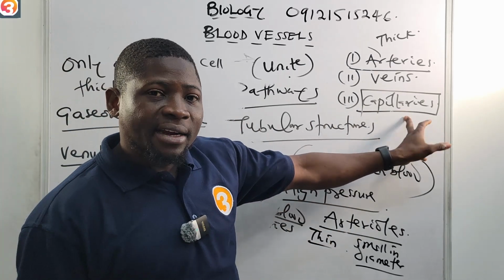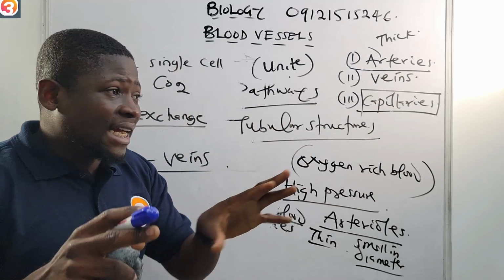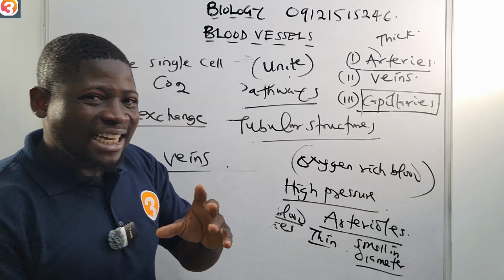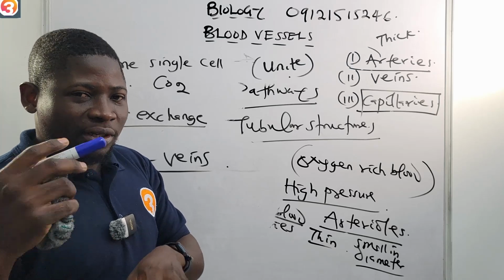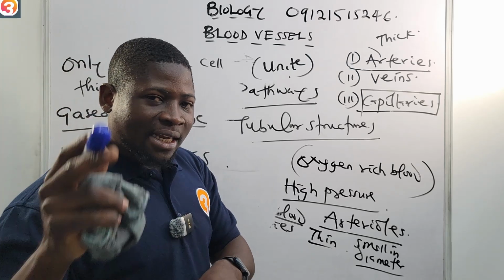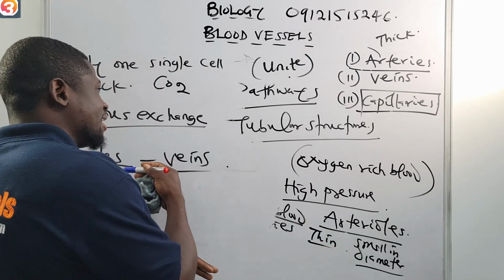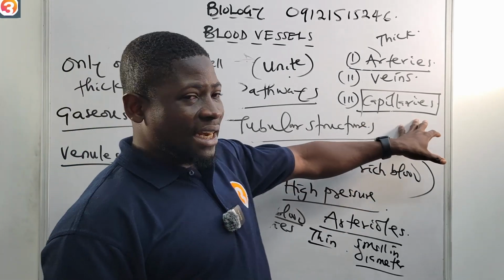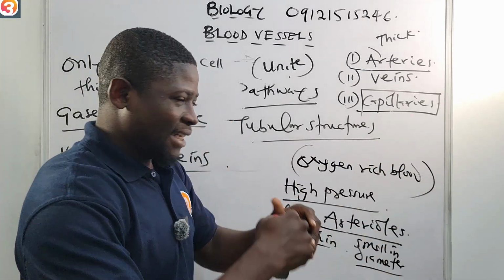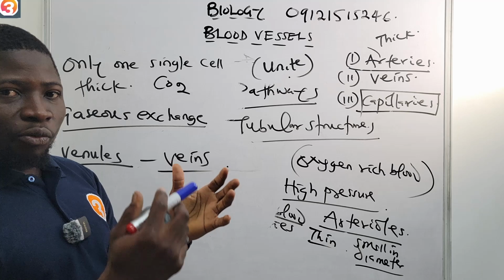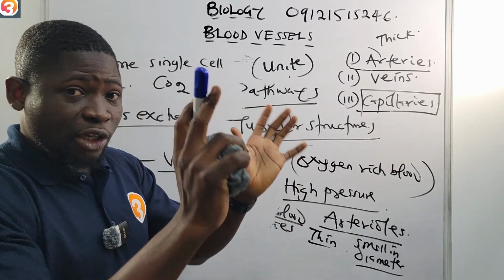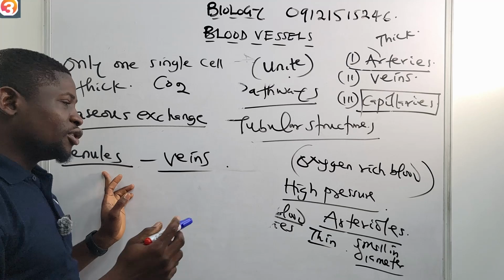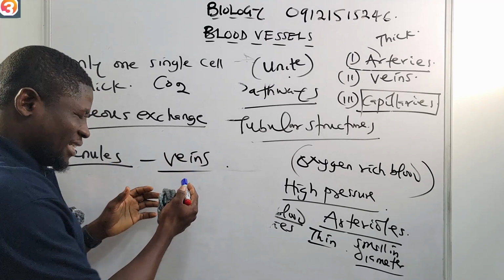At these capillaries, the carbon dioxide that is present here is exchanged with the oxygen-rich blood. The oxygen goes into the cell, and the CO2 goes back into the blood vessel. So the capillaries begin to unite, they join, and then form a network called the venules. These venules begin to branch out to form these veins.